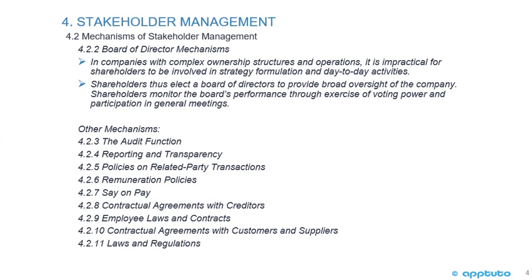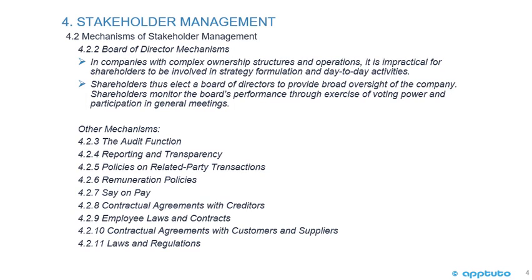Continuing with mechanisms of stakeholder management, the next that we'll look at is board of director mechanisms. In companies with complex ownership structures and operations, it is impractical for shareholders to be involved in strategy formulation and day-to-day activities. Shareholders thus elect a board of directors to provide broad oversight of the company. Shareholders monitor the board's performance through exercise of voting power and participation in other meetings.